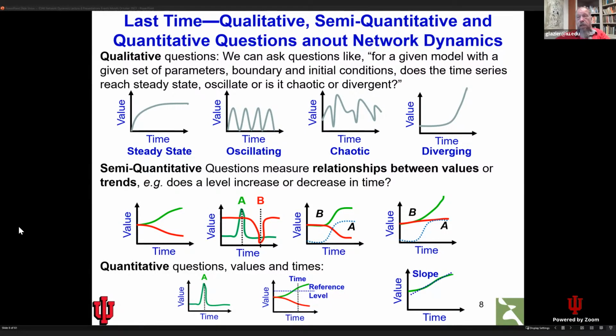In experimental biology, usually quantitative questions are hard. And so most of the information we get is qualitative or semi-quantitative. And so we have to think about how to use semi-quantitative or qualitative measurements to answer questions.